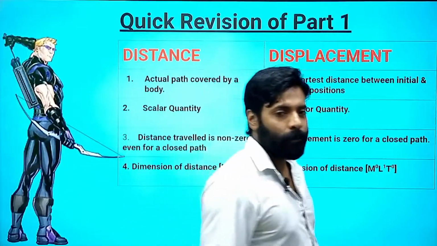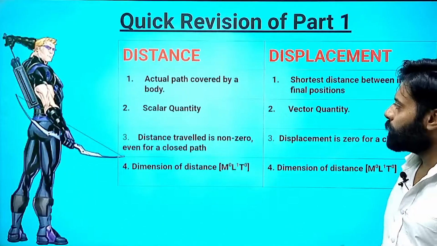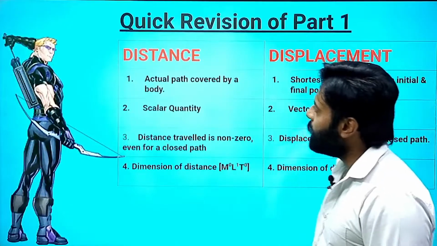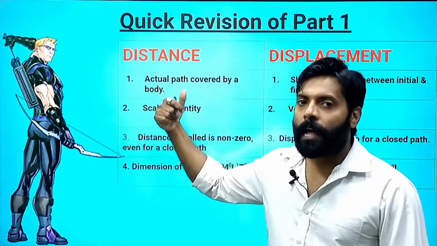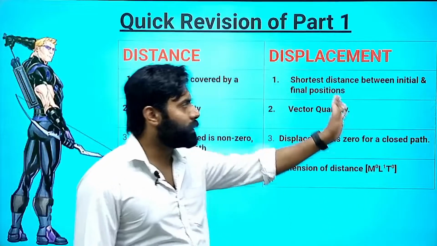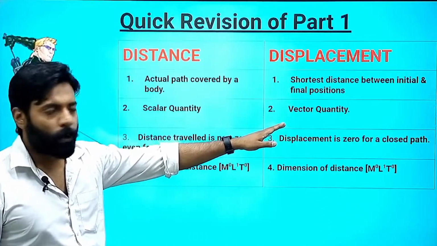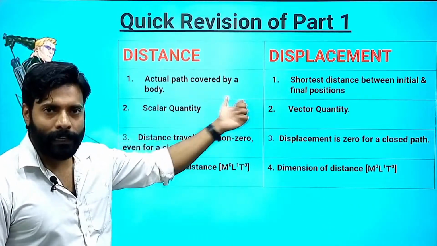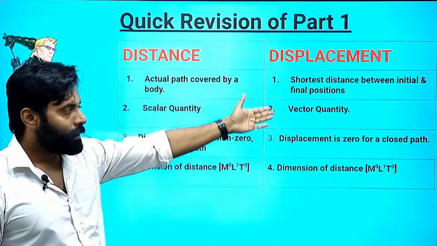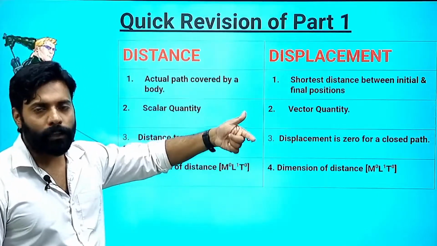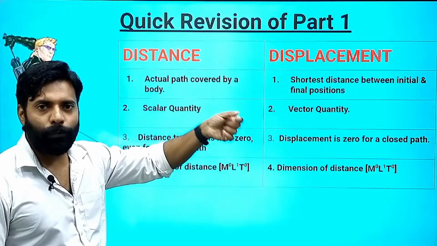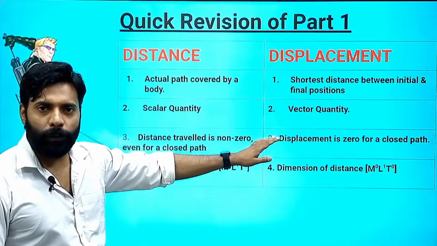Let's check some differences between distance and displacement. Distance is the actual path traveled, and displacement is the shortest distance between initial and final point. Displacement is a vector quantity, distance is a scalar quantity. Displacement can be 0 for a closed path. If you have the initial and final point the same, then the displacement will be 0.